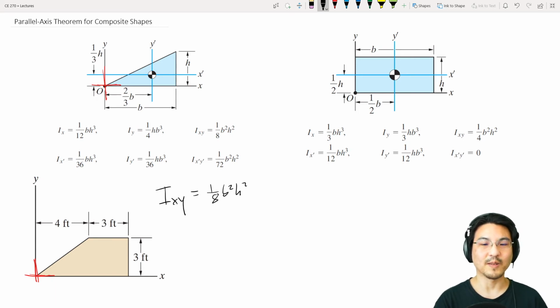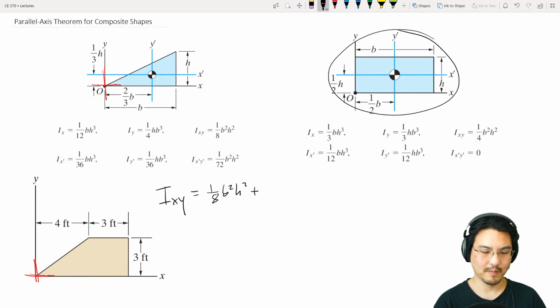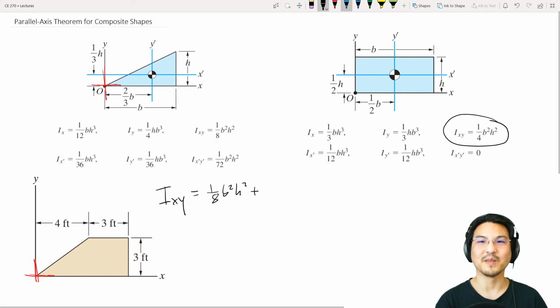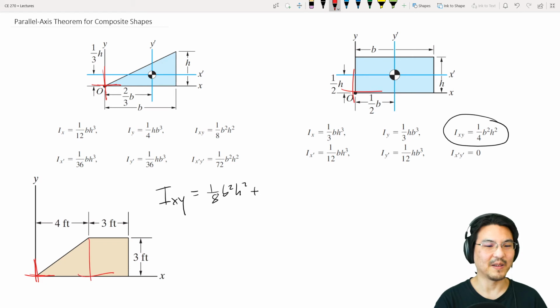Okay, but then for the square, if we look at the appendix, we can't just use this entry here because that is about this axis, which is like here. So we can't just go from here to here because that's not the centroid. We have to go from here, the centroid, to here.